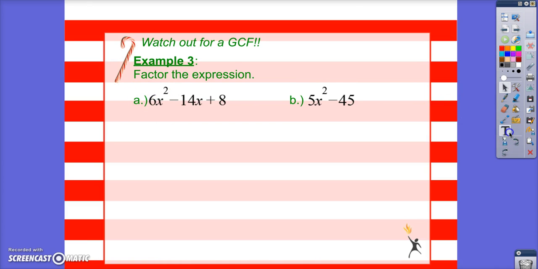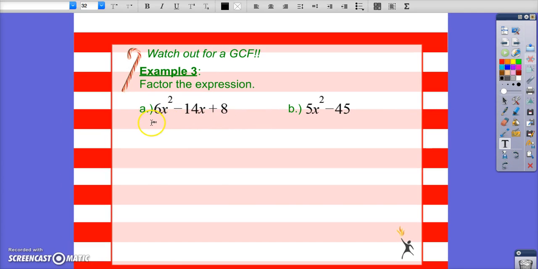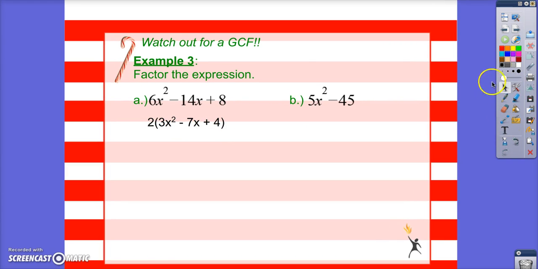But if you look, always ask yourself, do they have something in common? What they have in common is a 2. They're all divisible by 2. So let's factor out that 2, which means like dividing out a 2. And now, based off of the last couple, I have to factor this part.